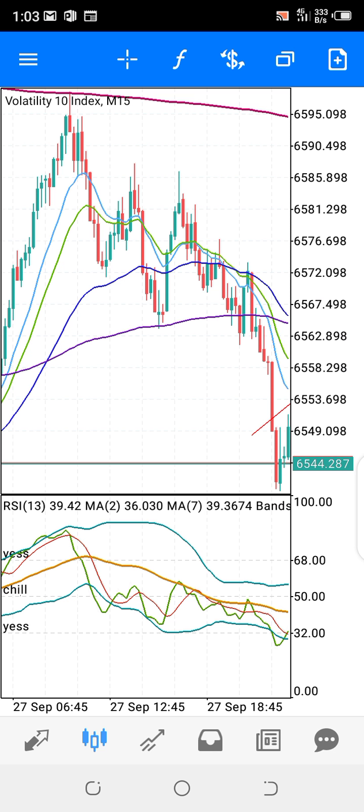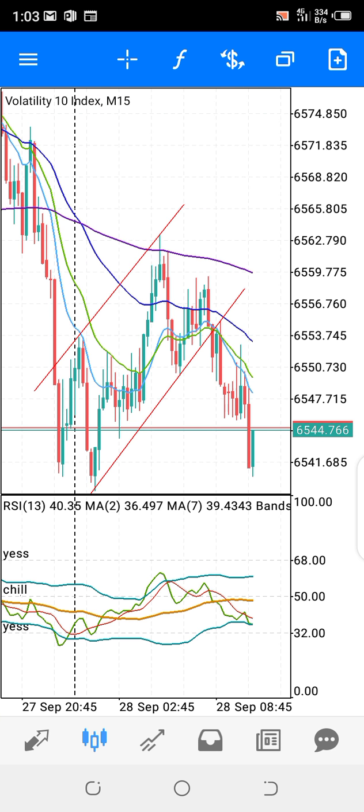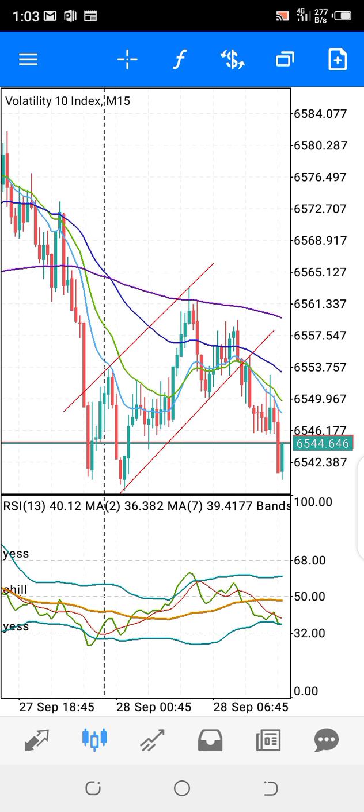I use this flag strategy mainly on M15, but it's also used on M5, M30, H1, H4, and other time frames, because flags appear more frequently on M15. So it's good for day traders and scalpers as well. There are rules and guidelines that I've discovered that may increase the accuracy of this flag strategy.